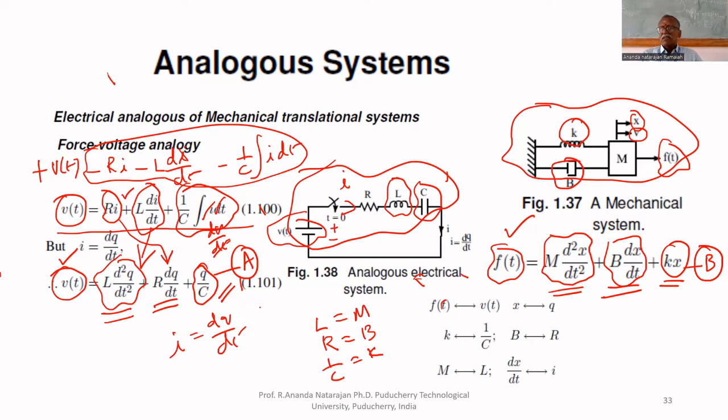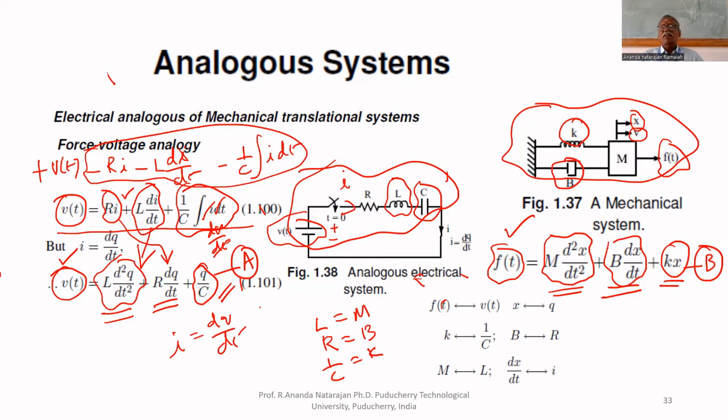Suppose you want to construct a system, and you are given R, L, C, or you are given a spring, dashpot, and mass M. Which is easy to construct, electrical or mechanical? You said mechanical, because this is a simple system.